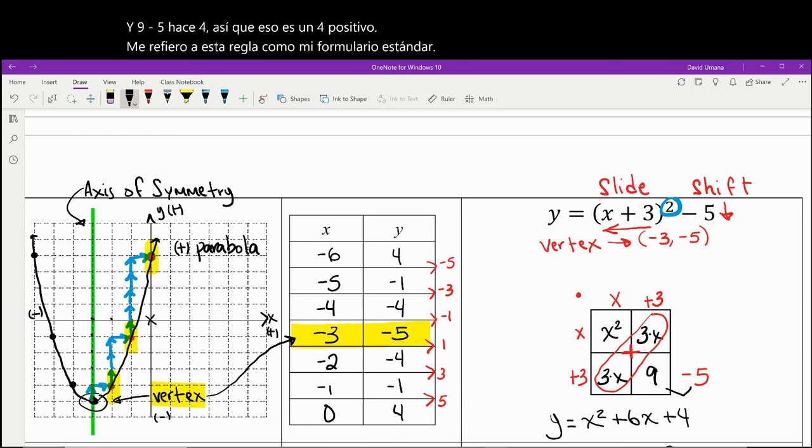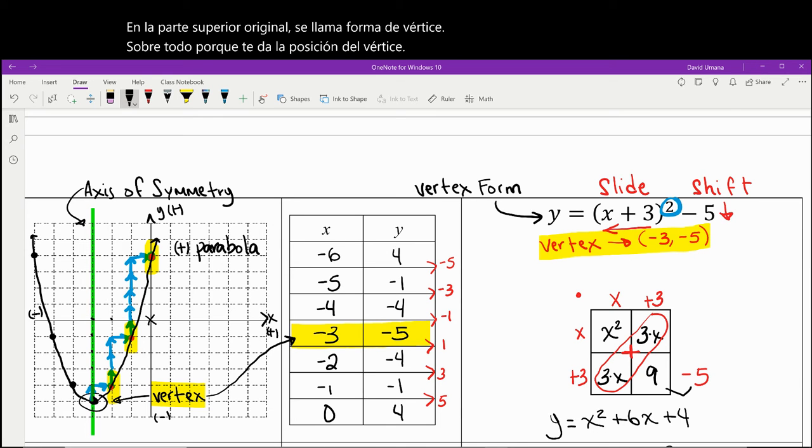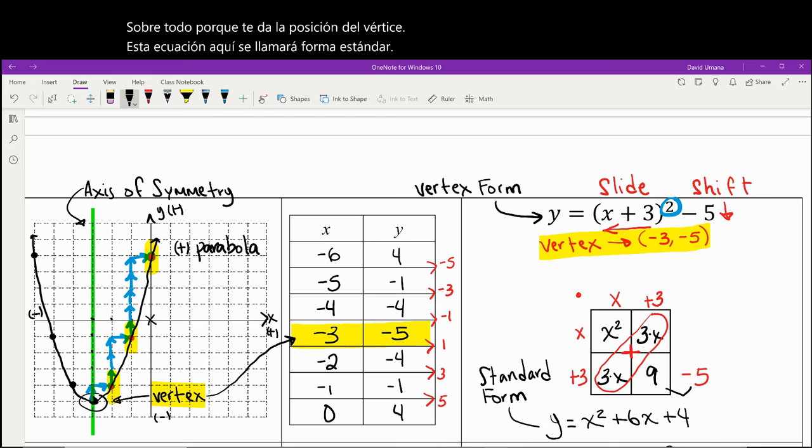Okay? So just to clarify, this equation on the top, the original, is called vertex form, mostly because it gives you the position of the vertex. This equation here is going to be called standard form. And this gives me separate information.